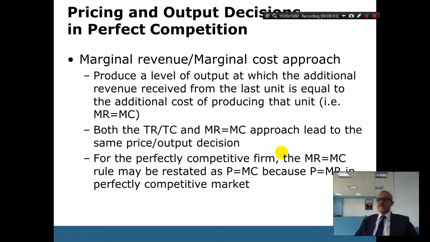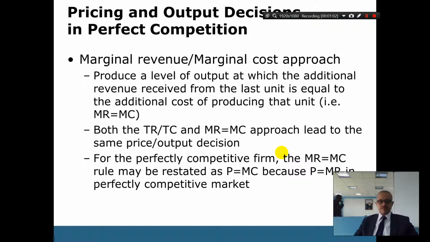And what is TR-TC? Total revenue, total cost. And this, MR equal MC. Those two approaches will lead to the same price and output decisions. Maximum revenue will happen whenever MR is equal to 0.